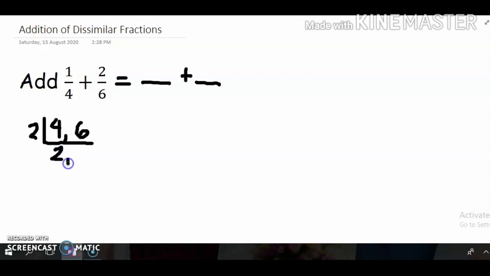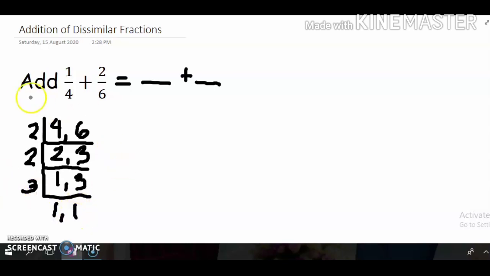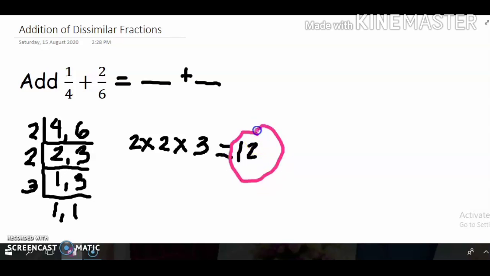So 2 and 3. Then di ba dapat mag-end siya sa 1, 1? Since wala nang pwedeng i-divide sa 2 at 3, divide na lang natin siya muna by 2 to get 1. Then bring down 3. Then 3 divide by 3, bring down 1. So 3 divided by 3 is 1. Then multiply all the numbers on the left side. So 2 times 2 times 3. So that is equivalent to 12. So that means 12 is now the LCD.